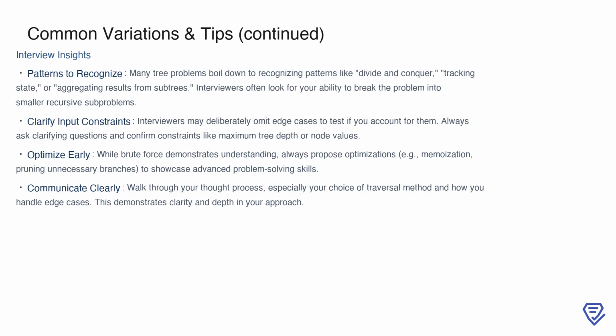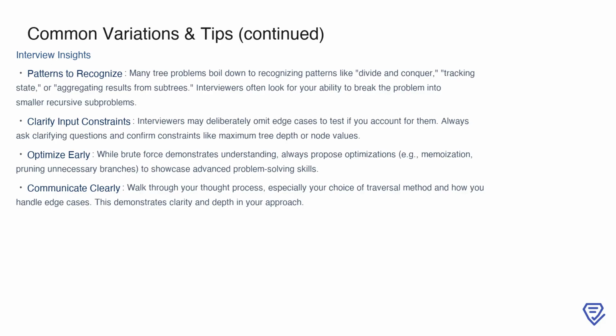In interviews, tree problems often test your ability to recognize patterns and think recursively. Many problems can be broken into smaller subproblems using strategies like divide and conquer or aggregating results from subtrees. It's important to identify these patterns early on. Input constraints, such as the maximum depth of the tree or the range of node values, are often left ambiguous intentionally. Interviewers may expect you to ask clarifying questions to ensure your solution handles edge cases correctly.